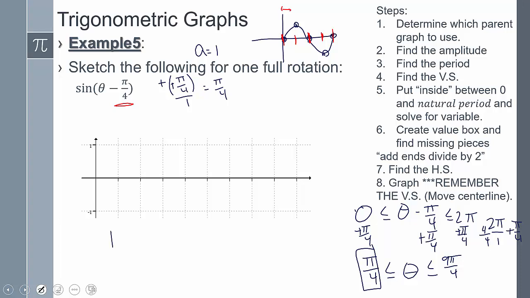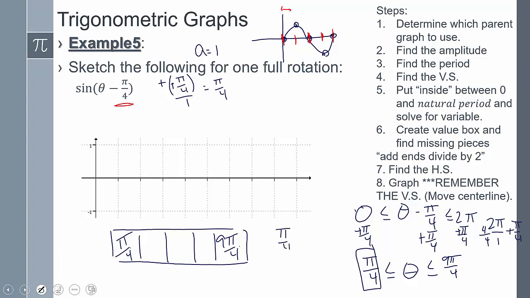Okay, so now I need to find my x values. I found that this first one is pi fourths. This last one is 9 pi fourths. So now I need to find the middle ones. So add the ends, divide by 2. So pi fourths plus 9 pi fourths, that's 10 pi fourths over 2. The 2 and the 10, so that becomes 5 pi fourths. Pi plus, so 1 plus 5 is 6. 6 divided by 2 is 3. So that's 3 pi fourths.